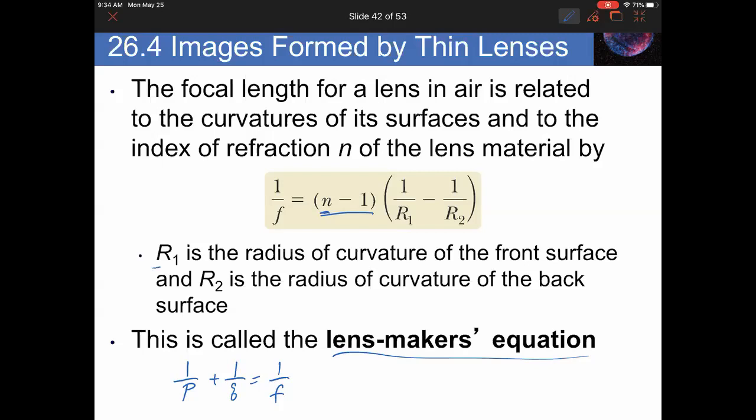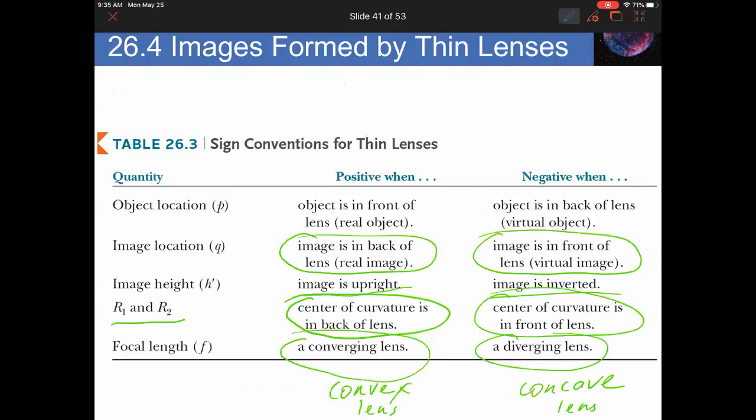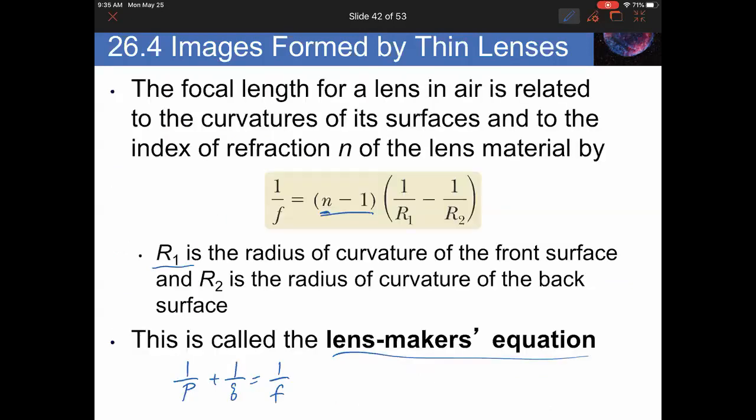You have to understand that R1 is the radius of curvature of the front surface, and R2 is the radius of curvature of the back surface. If the center of curvature is in the back, it's positive, and if it's in front, it's negative. So R1 is positive and R2 is negative for the converging lens, and R1 is negative and R2 is positive for the diverging lens.